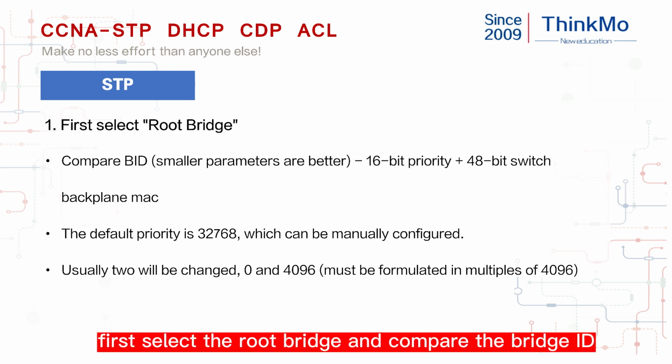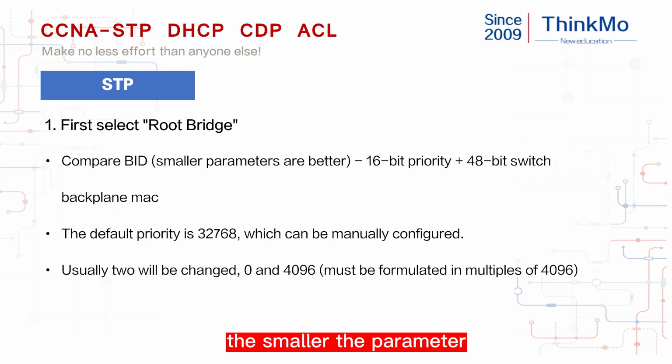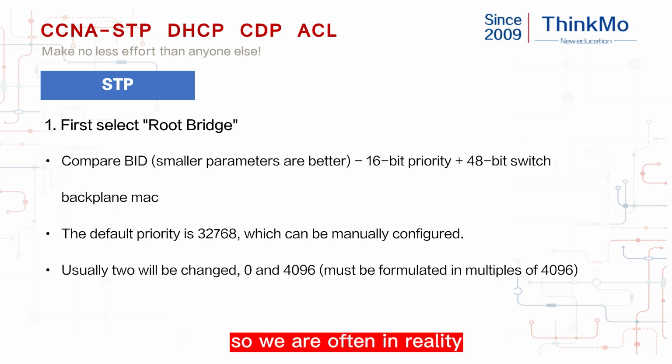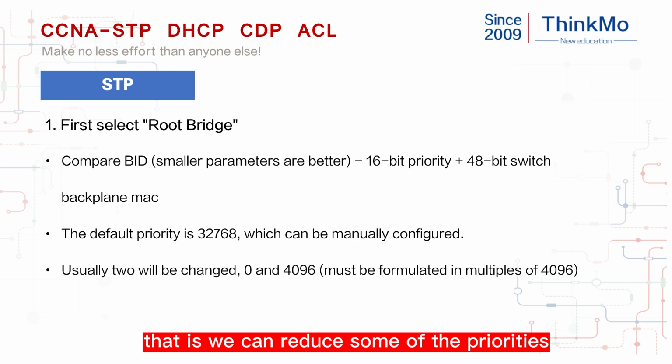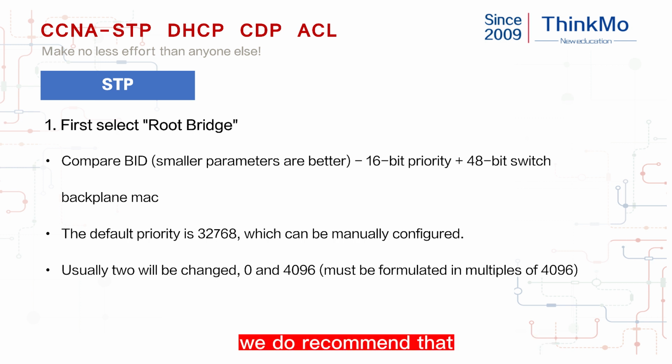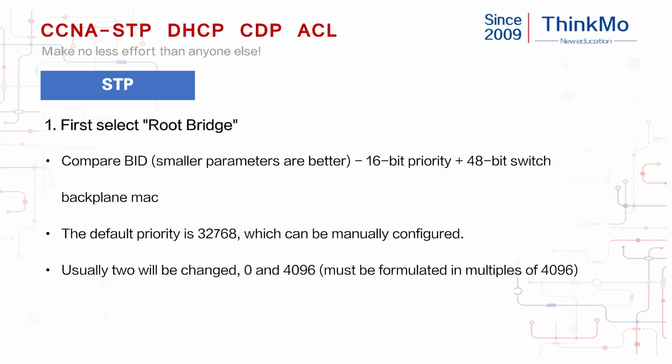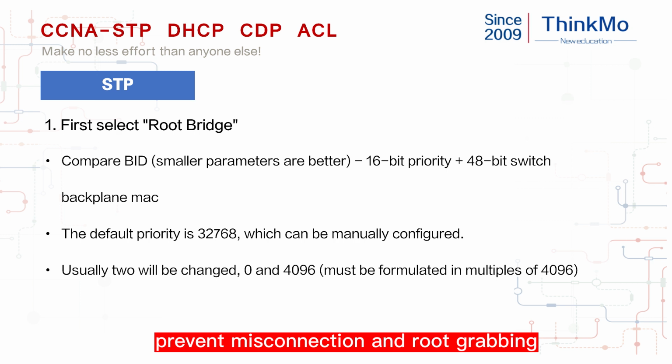So, first select the root bridge and compare the bridge ID. The smaller the parameter, the better. If we compare the priorities and get a result, we don't need to care about the MAC of the switch behind. So in reality, the priority will often be modified manually. That is, we can reduce some of the priorities. We do recommend that you manually specify the root bridge in the live network, to prevent misconnection and root grabbing, because the root bridge is preemptible.